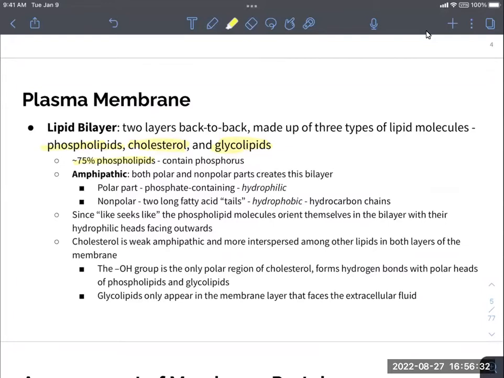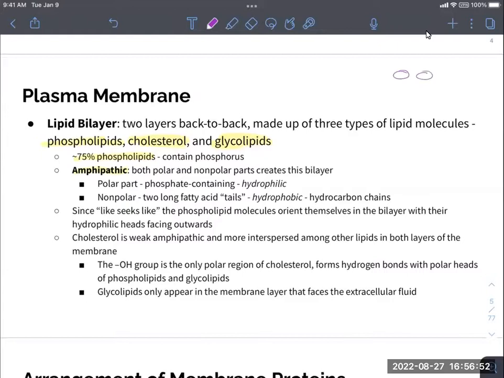The lipid bilayer, that plasma membrane, is considered to be amphipathic. So it's got polar and nonpolar sides. If we look, we have a polar part that faces the outside. That polar part is hydrophilic. Philic means it likes water. So this lipid bilayer, the outside is hydrophilic, contains phosphate, and it likes water.